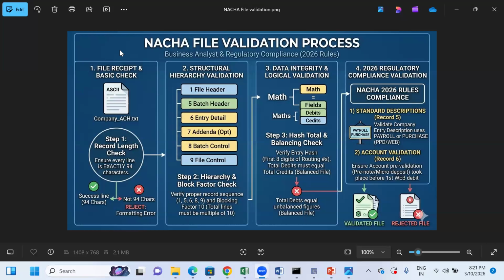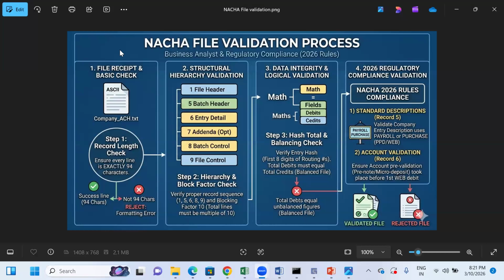Step one: use validators to parse the file. These are the steps I am mentioning. How are we validating? Use the validators to parse the file and check for structural errors.